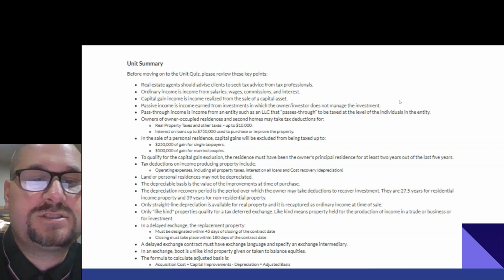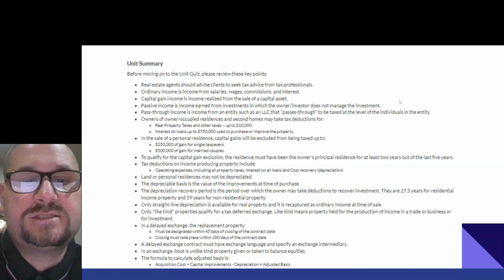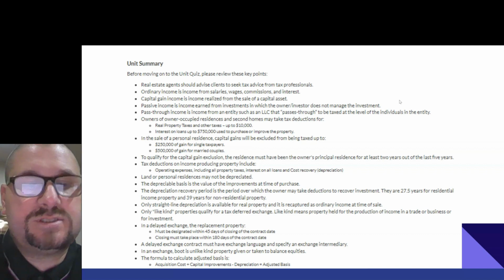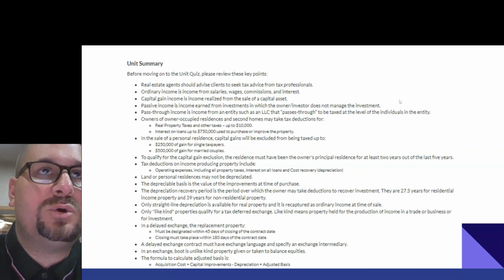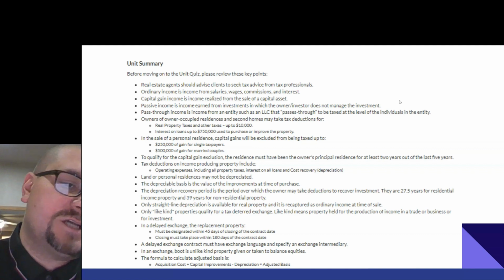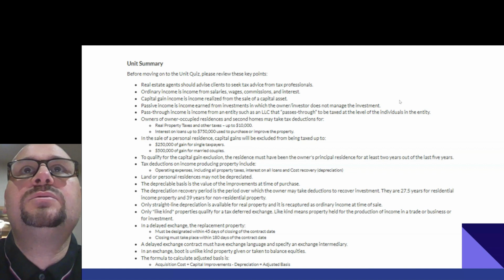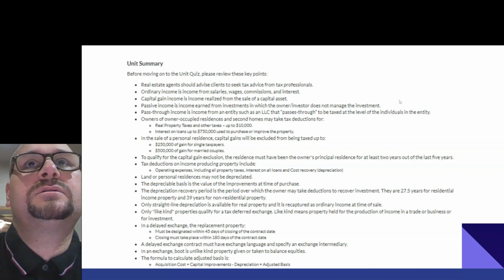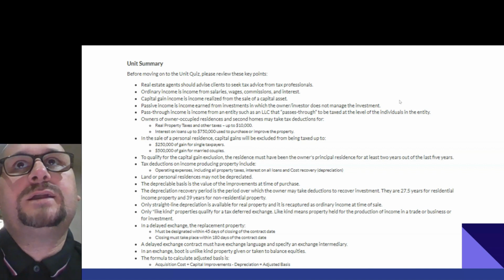In an exchange, boot is unlike kind property given or taken to balance equities. So if you hear boot, that's not the same. Not like kind.